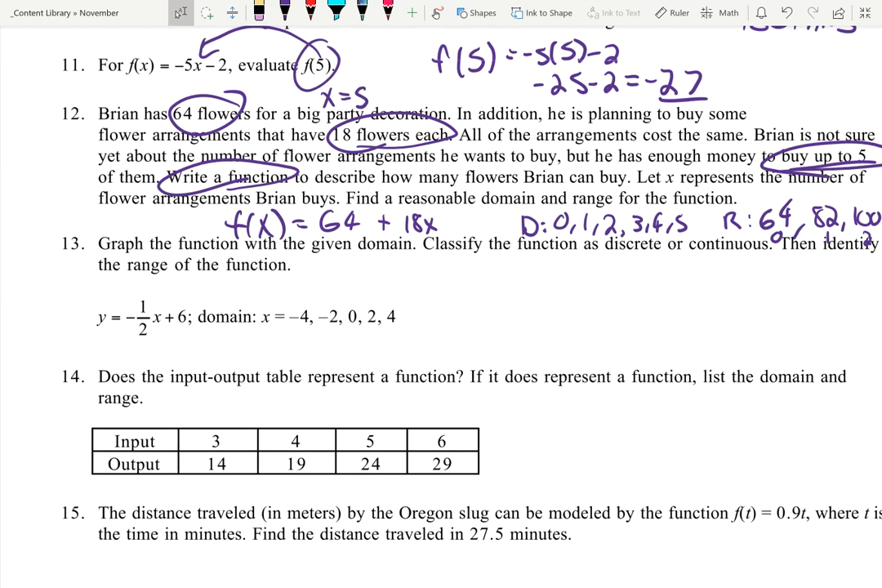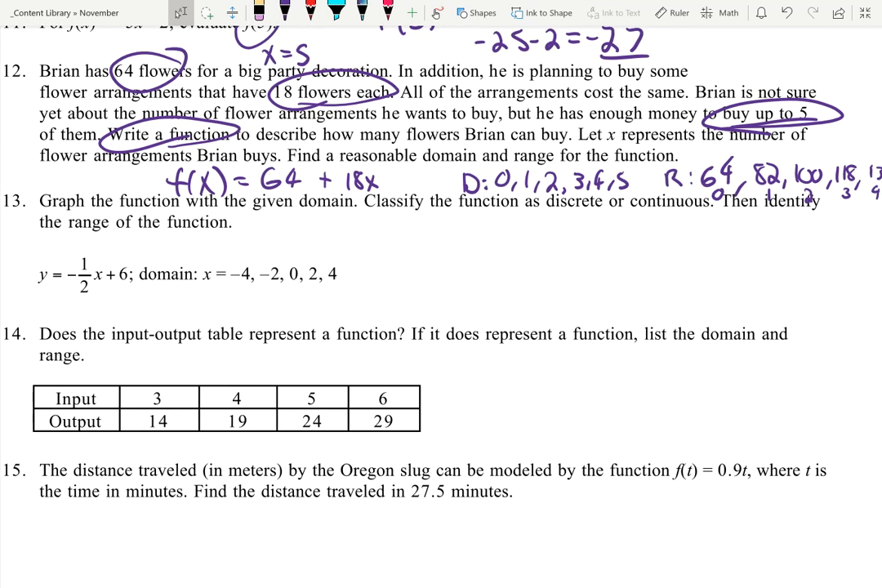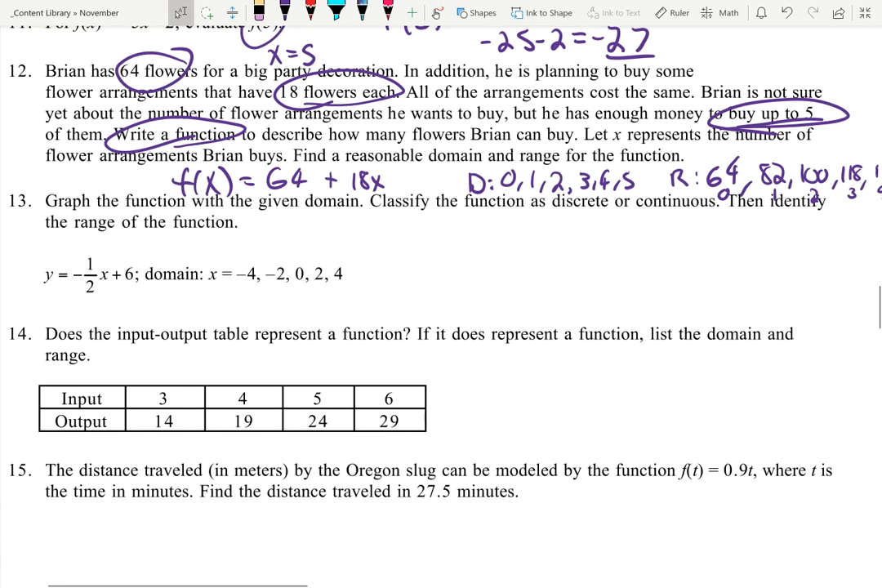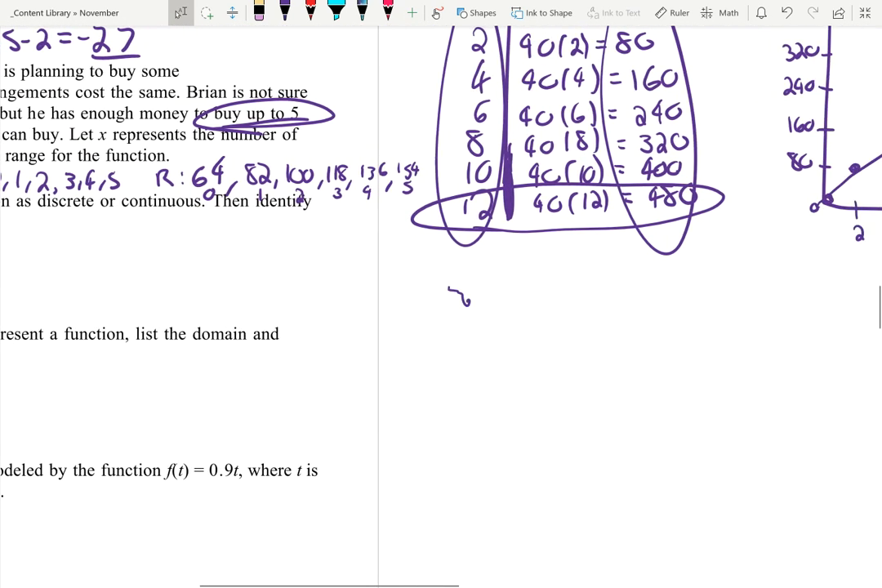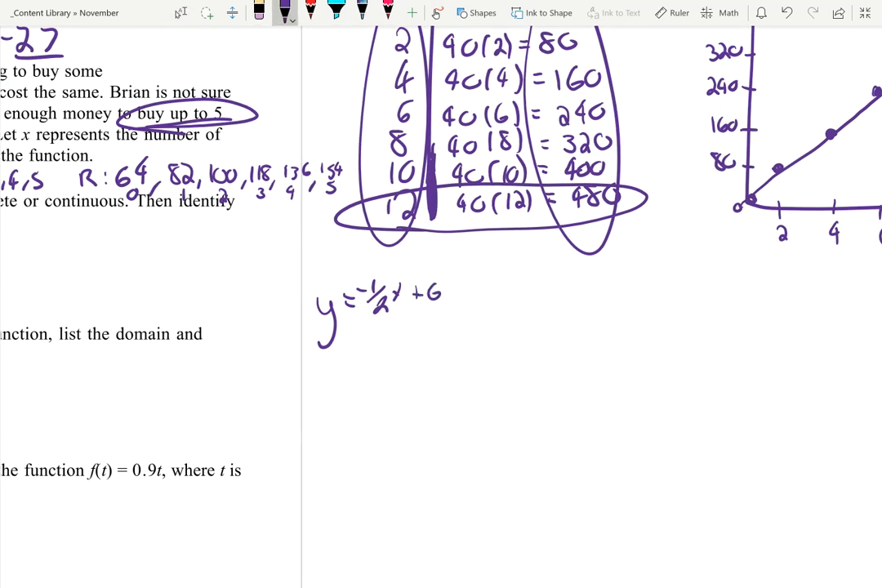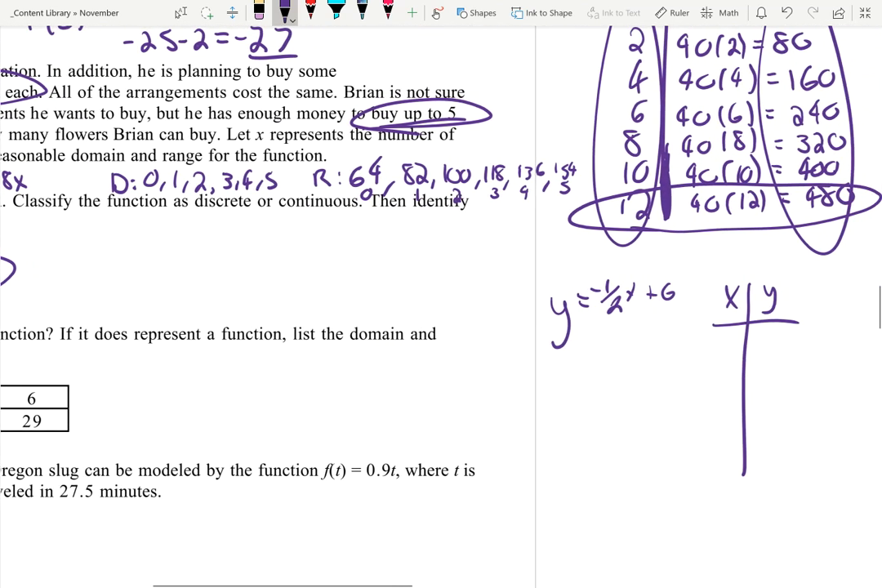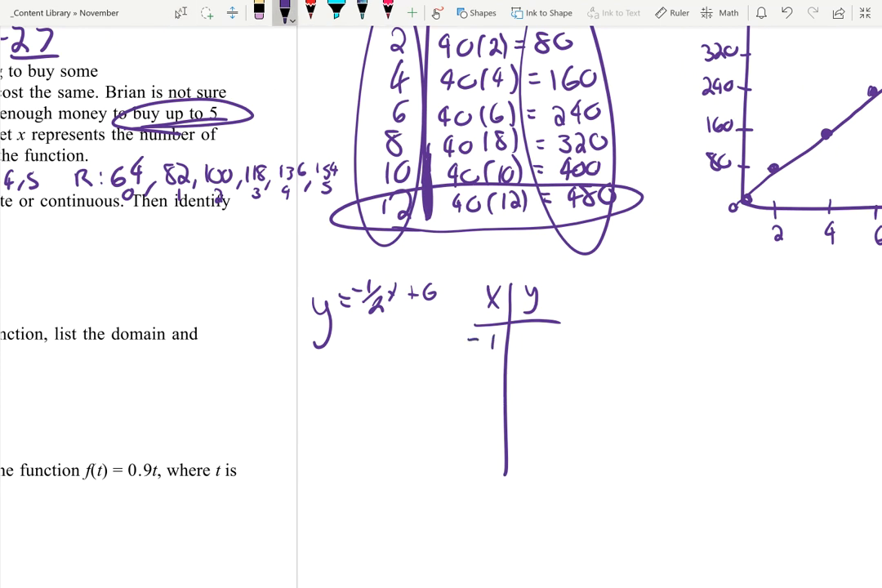All right. Number 13, graph the function given with the given domain, classify the function as discrete or continuous, then identify the range. So we're asked to graph our function, which is y equals negative 1/2 x plus 6. Let's make a table, x and y. Now it gives us x values to plug in: negative 4, negative 2, 0, 2, and 4.